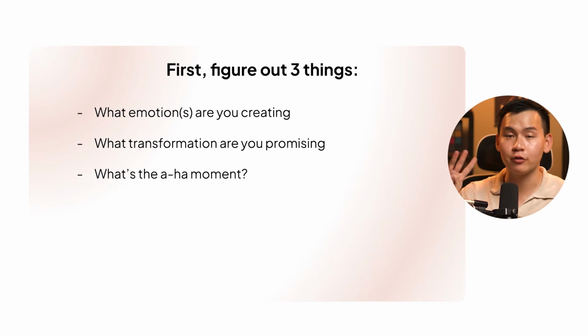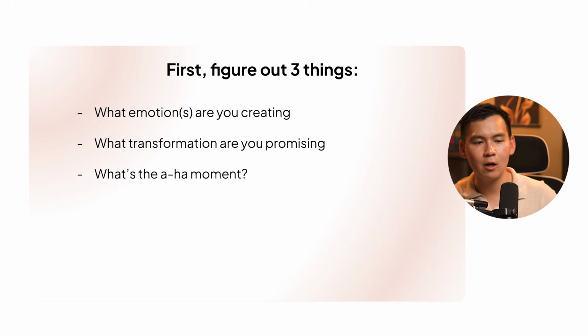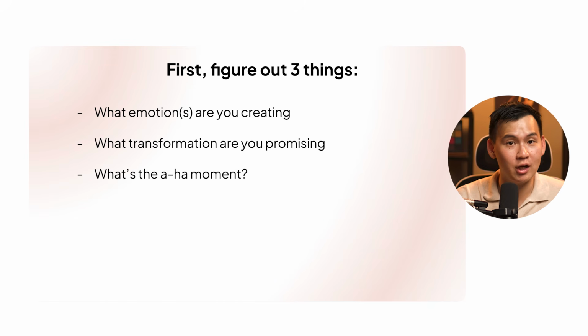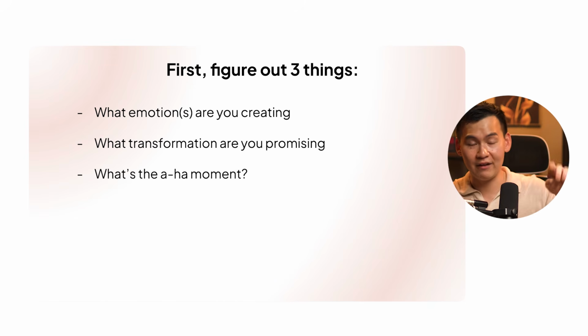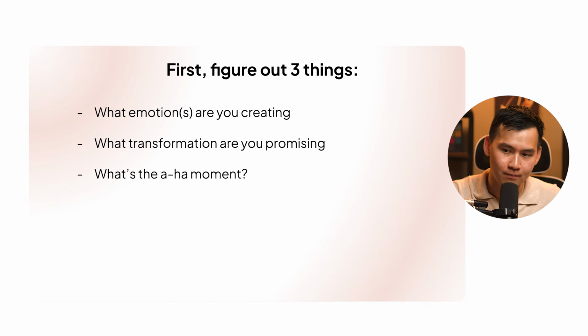First, you want to figure out three things. What emotion is your video creating, whether it's inspiration, sadness, or motivation? What transformation are you promising? And what is the aha moment for the viewer? If you're able to figure out these three things, when you read your full AI YouTube script, you'll be able to tell whether this is an actual good YouTube script or not. Because if it doesn't bring out the emotion, doesn't create the transformation that's promised, and there's no aha moment, what's the point of that YouTube script? So these three things have to be figured out before you write the full script.